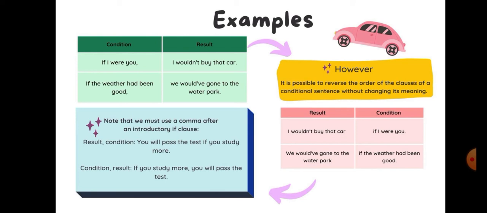However, we must note that a comma should be used after an introductory if clause. If we are mentioning the conditional clause first, we are going to put a comma after the conditional clause and then state the result. But if we are putting the result first and then the conditional clause, there is no need for us to put a comma after the result clause.